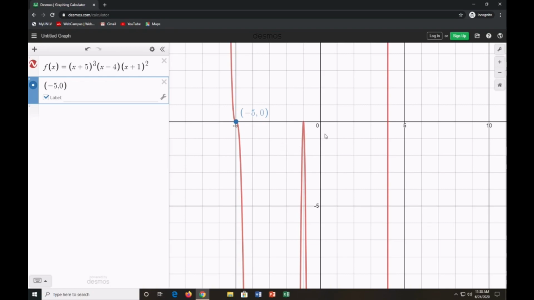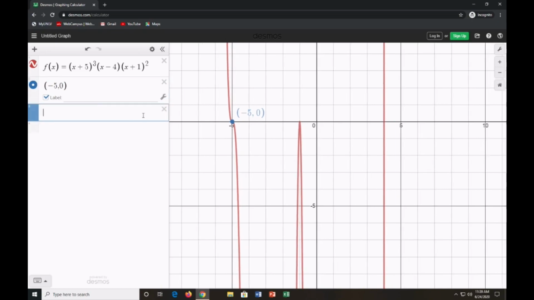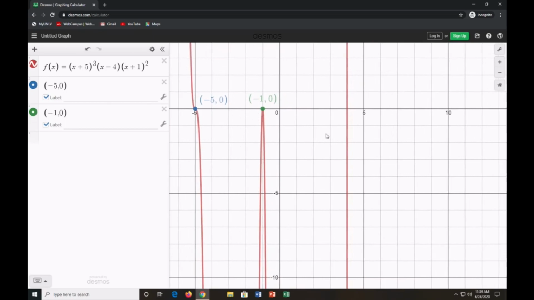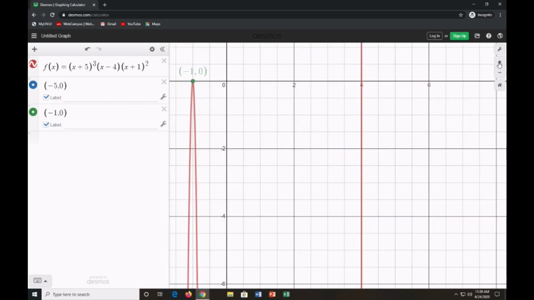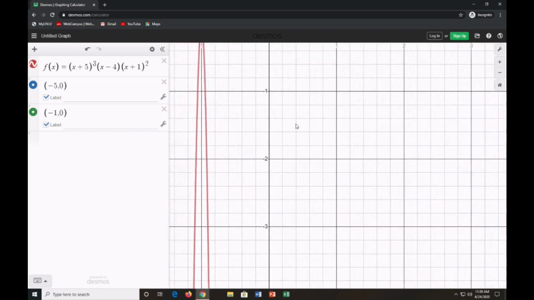Then the other x value or the 0 value is negative 1. Look at that. At negative 1, let me snap to it, at negative 1 comma 0, right there, we have another 0, right? We predicted that. And the multiplicity of that one was even, was 2. So we would expect the graph not to cross the x-axis. Look at that. Let me zoom in on it. So you can see that the graph did not cross the x-axis at that point.